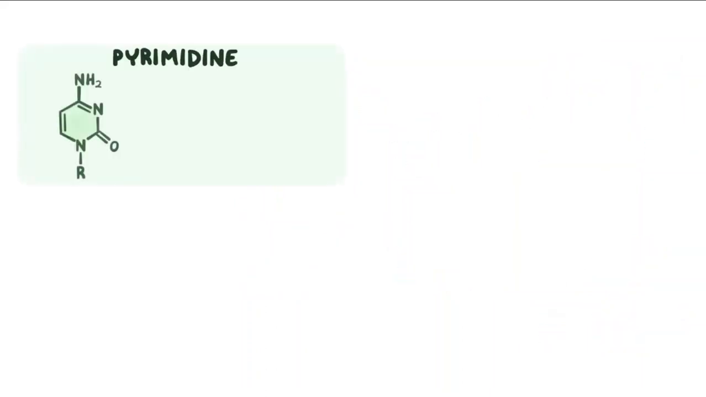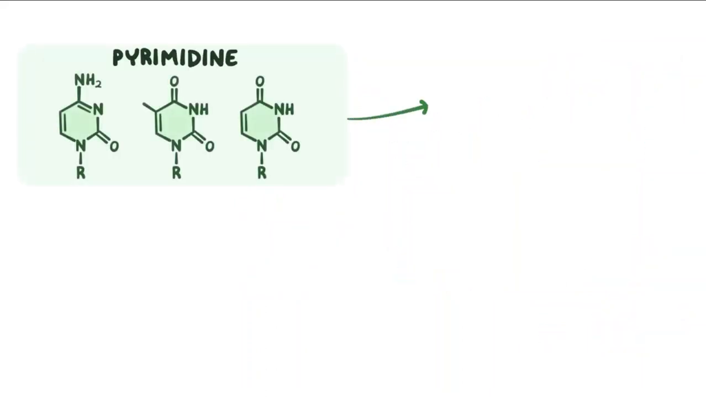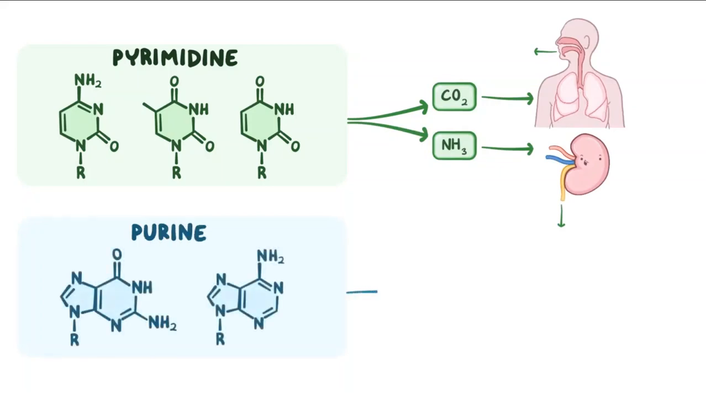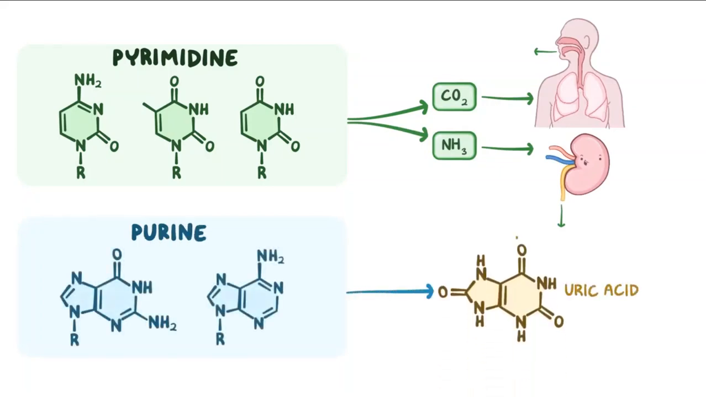Now, pyrimidine rings can be degraded completely back down to carbon dioxide and ammonia, which can then be excreted from the lungs and into urine. In contrast, purine rings, or GNA, are degraded down to the metabolically inert uric acid, which is then excreted into urine.